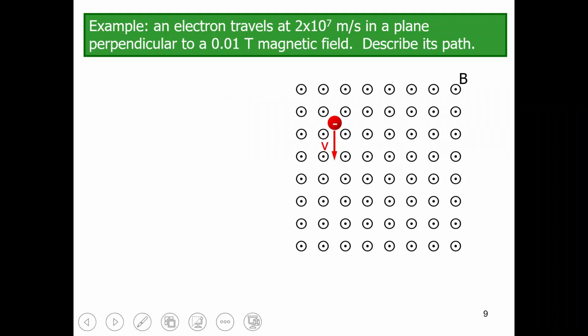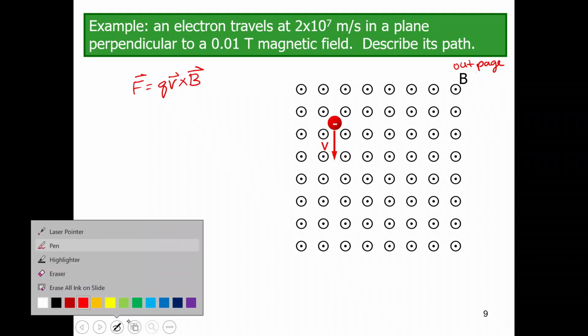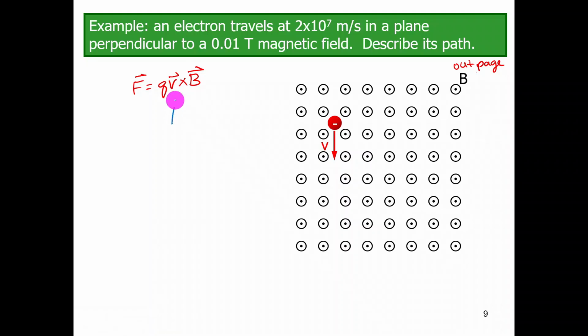So here is our diagram. We're going to assume that the electron is traveling in the negative y direction at that instant. Our magnetic field B is pointing out of the page. That's what those dots represent. So we are going to use our force is equal to QV cross B. So we're going to use our right hand rule for that. So V is going to be where my fingers point.